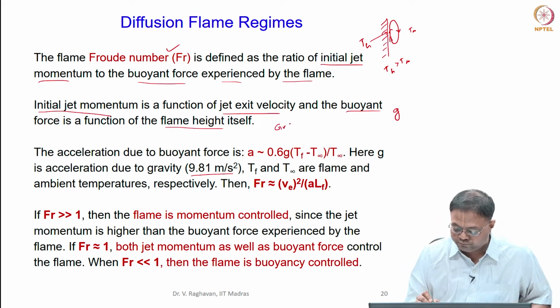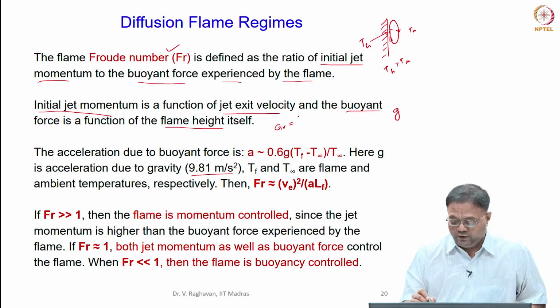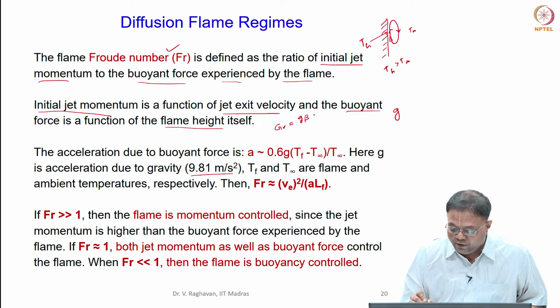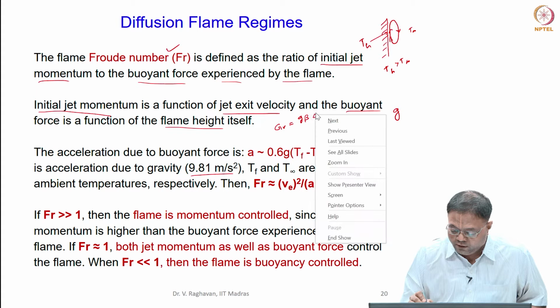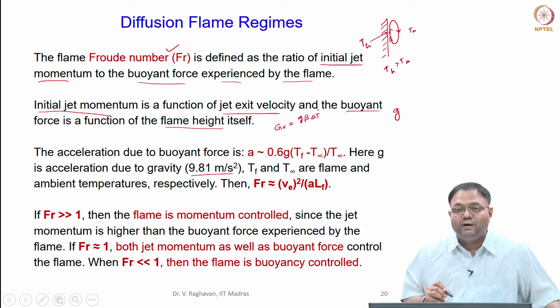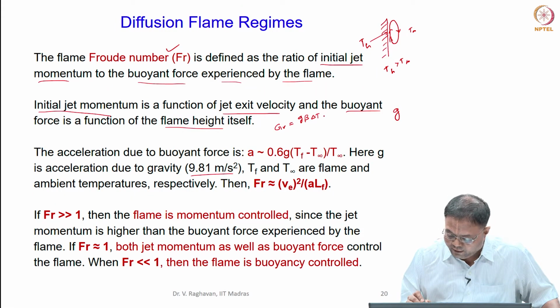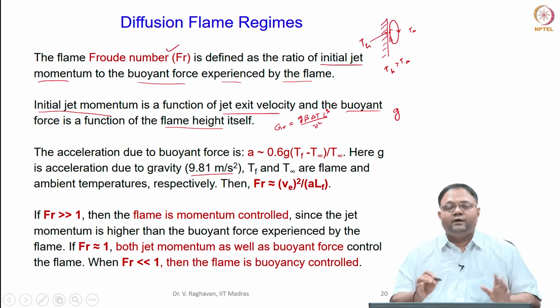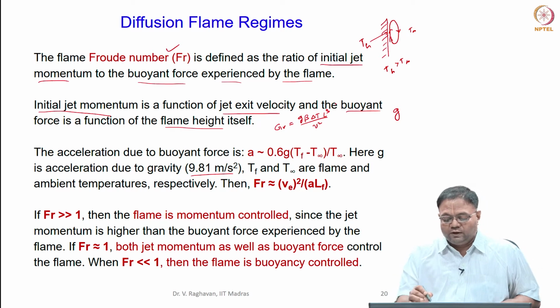See, for example, if you take the Grashof number, this is g beta delta T, where delta T is the temperature difference, times any characteristic length L cubed, divided by nu squared. That is the Grashof number. This is the non-dimensional number which will control natural convection, that is, the buoyancy force.